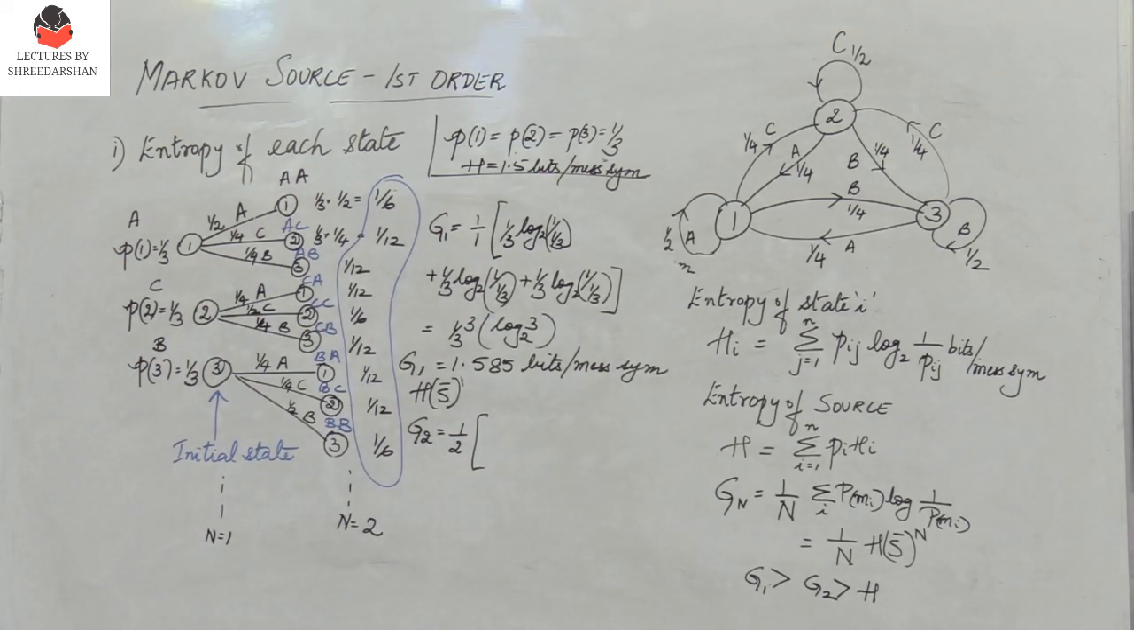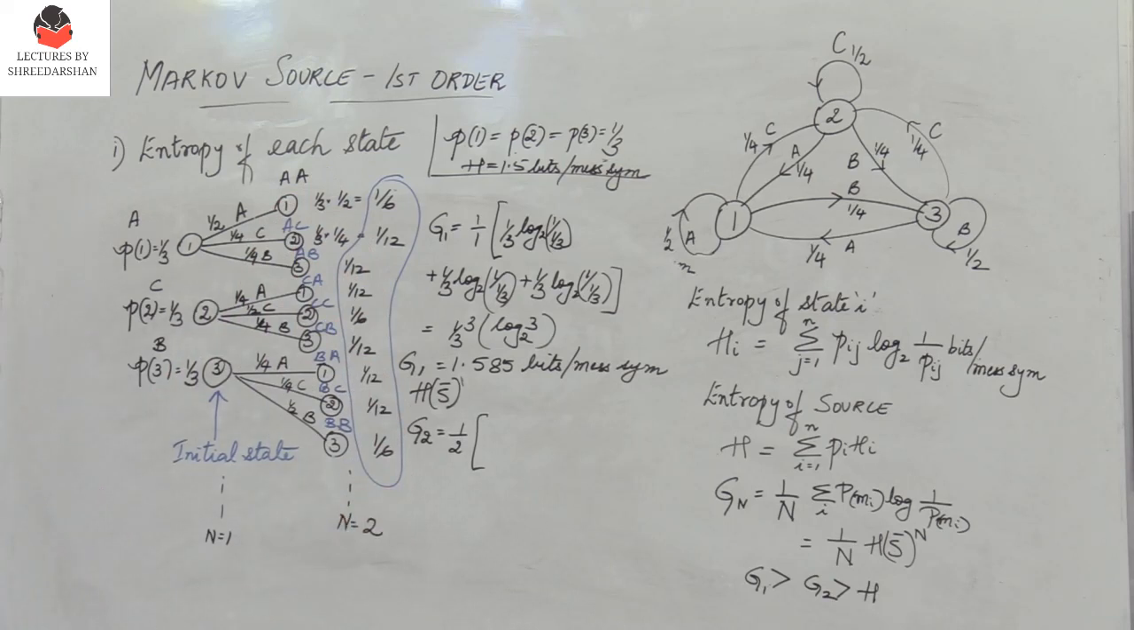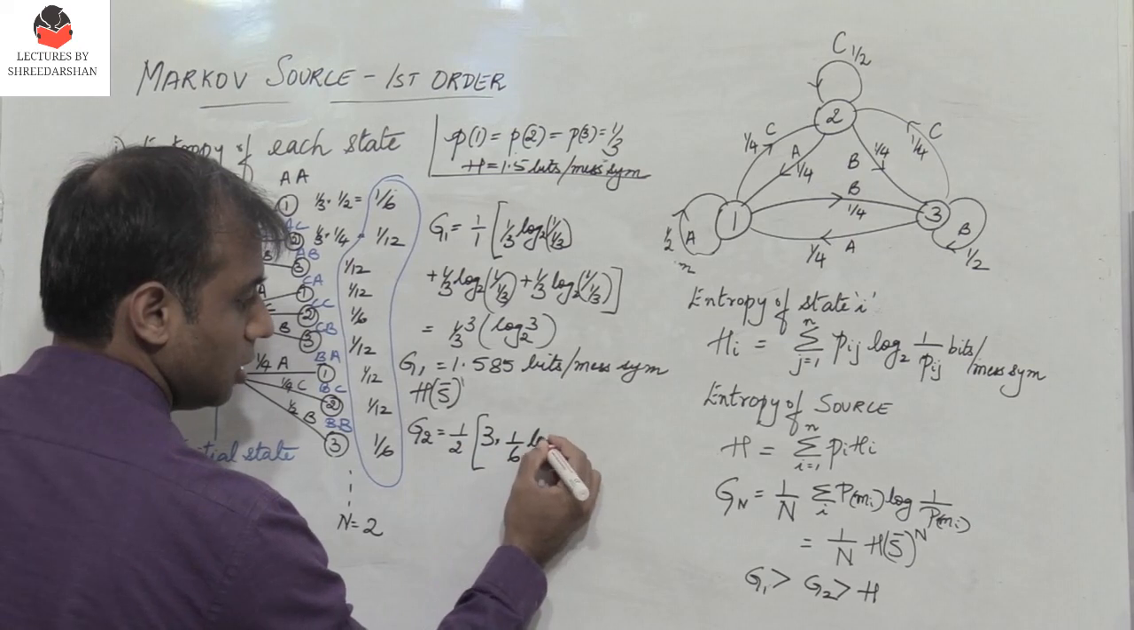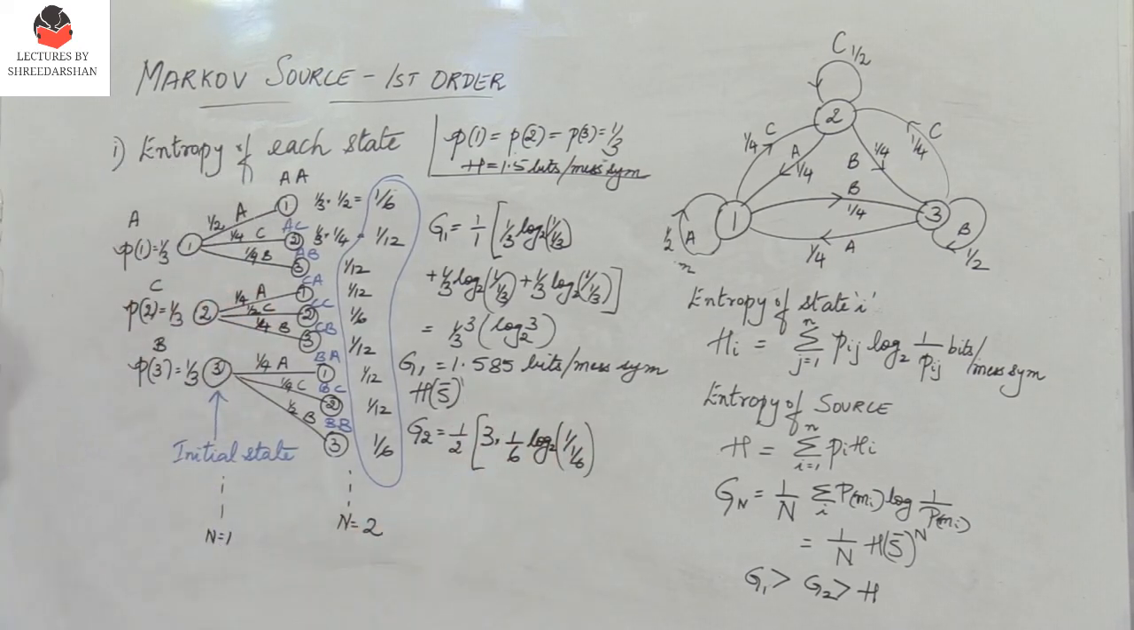Right? So the probability which includes the initial state and after the end of the first symbol interval. So these are the probabilities. Alright? So let me count how many 1 by 6 is there. I have 1, 2, 3. So can I write this as 3 into 1 by 6 log to base 2 1 divided by 1 by 6. I am skipping a step.